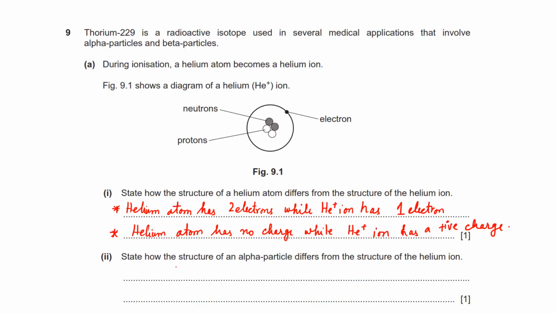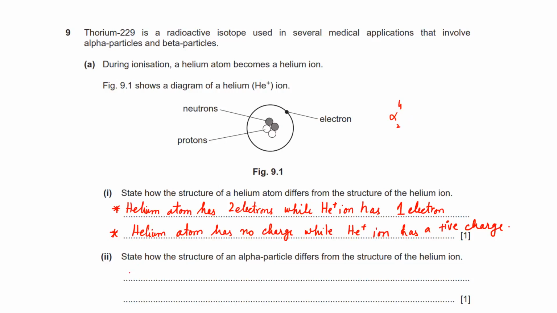Okay. Then part two, it says state how the structure of an alpha particle differs from a structure of a helium ion. So alpha particle, remember alpha 4 2. An alpha particle, remember, does not have electrons. It has a charge of +2 and contains only neutrons and protons. Whereas a helium ion does have electrons in it.